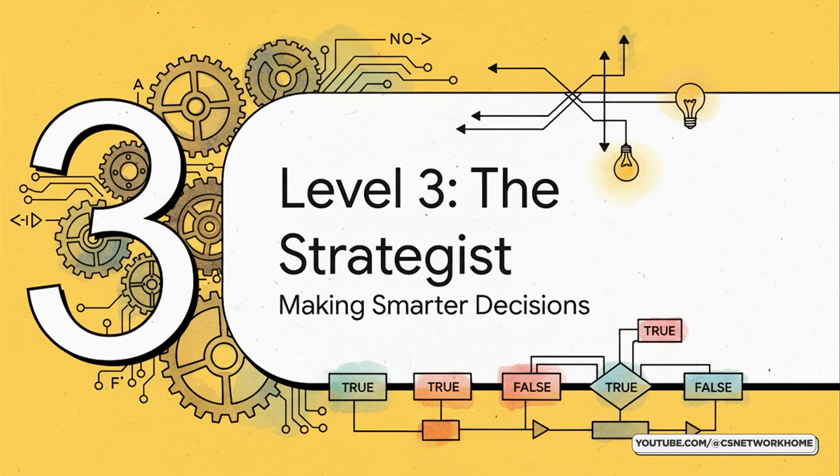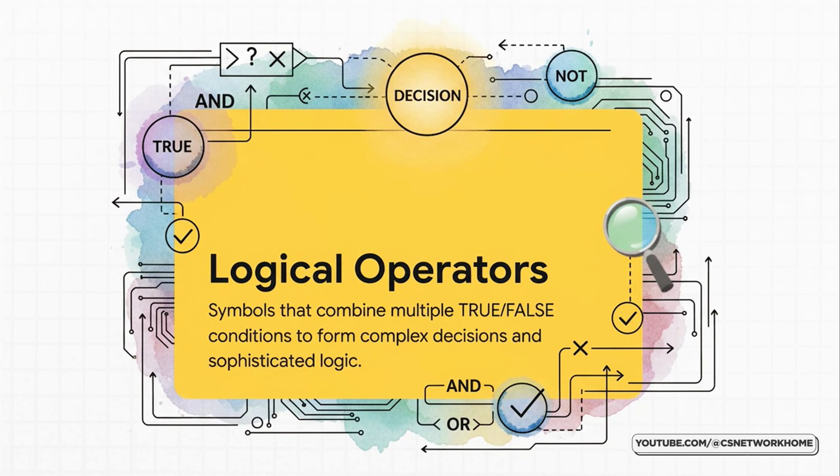Okay, so we've learned that computers can calculate and they can compare. Now for the final level, and this is where it all comes together. Welcome to level 3, the strategist. This is where we take those basic true and false answers and start combining them to build some really sophisticated, smart-sounding logic. The tools we use here are called the logical operators.